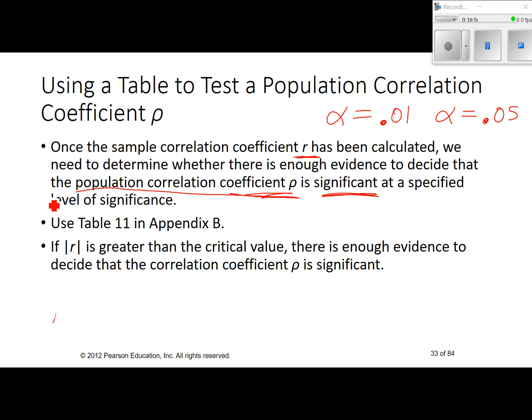It uses appendix number 11 in the back of the book. All we're going to do is find r, and then take the absolute value of r. Remember, absolute value just means if r is positive, it stays positive. If r is negative, we change it to a positive. So the absolute value is how far that number is from 0 on a number line. And then we're going to decide if there's enough evidence to decide that the correlation coefficient rho is significant for the whole population.